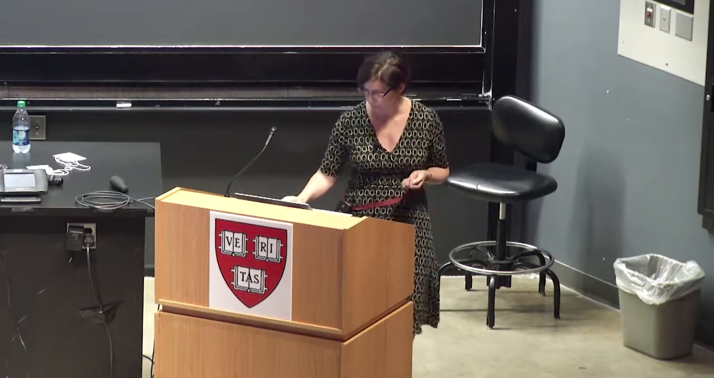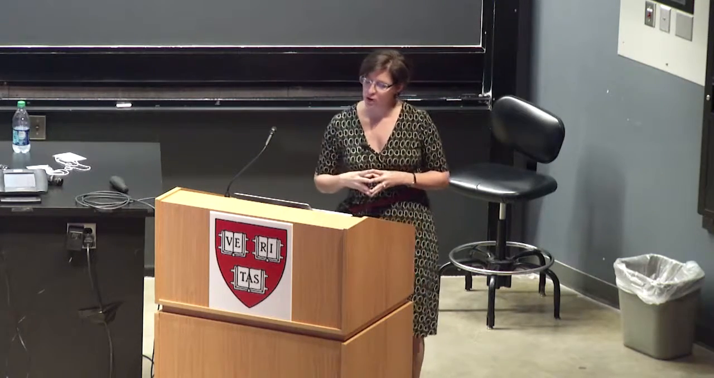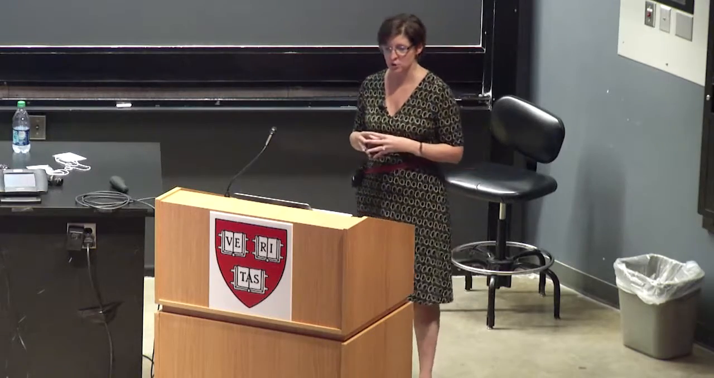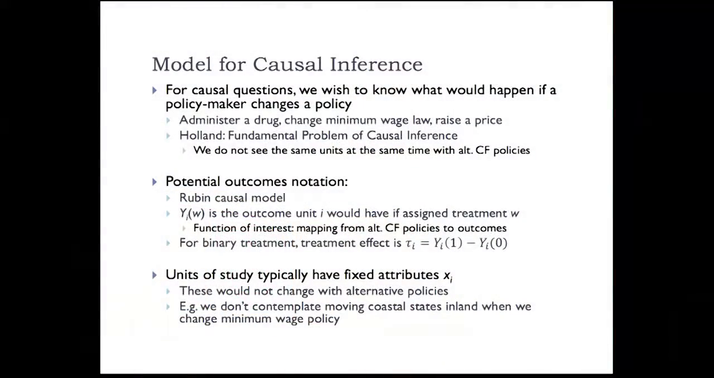So in the notation, we're also going to have units of study having fixed attributes x. These would not change with alternative policies. In other words, we don't contemplate moving coastal states inland when we change the minimum wage policy. When I change pricing policies in an online auction setting, I'm not imagining that the distribution of characteristics of the potential sellers or potential users in my marketplace is changing. I want to understand what happens for people with these fixed attributes.